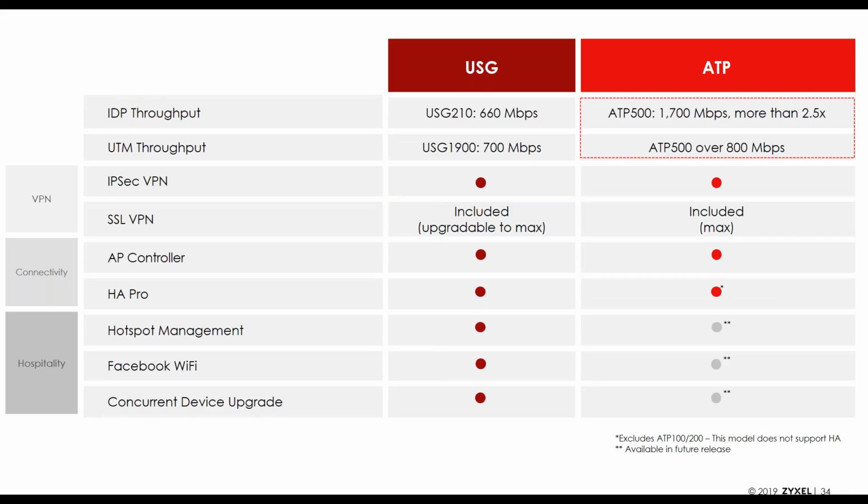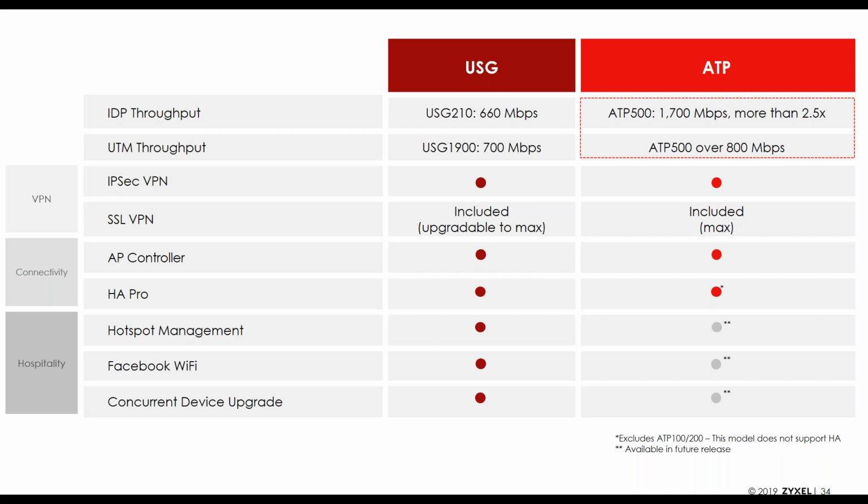So in regards to performance, the ATP 500 is 2.5 times quicker than the USG 210, and the ATP 500 provides over 800 meg, whereas the USG 1900 will only provide up to 700 meg. So a massive performance increase on that.